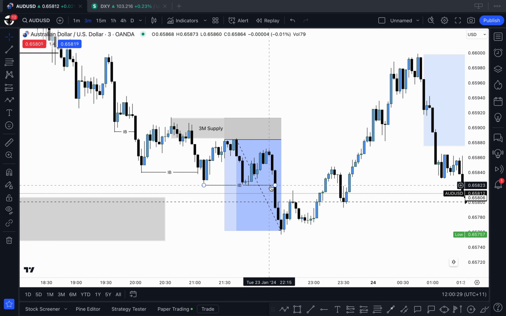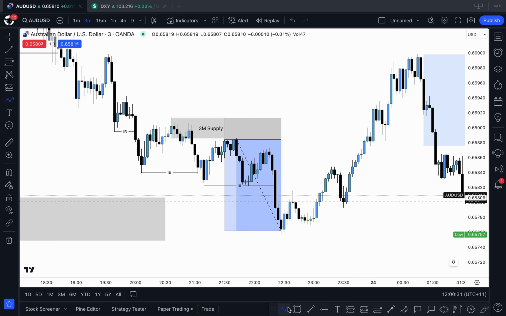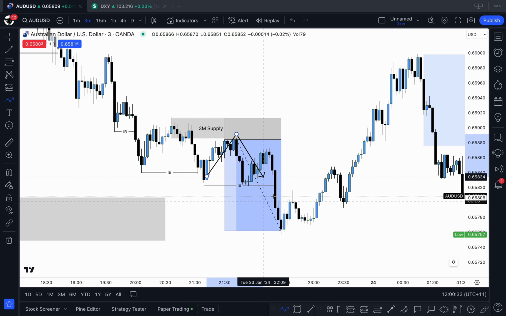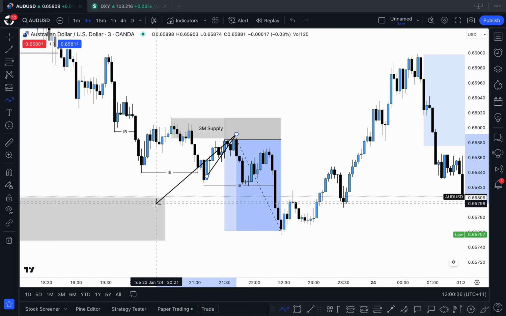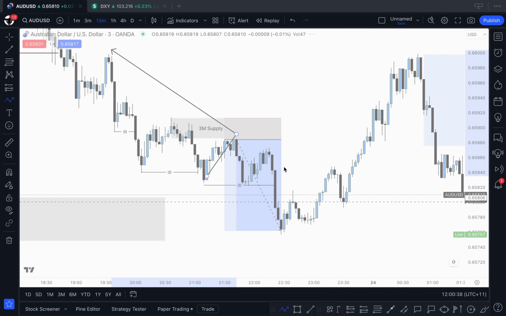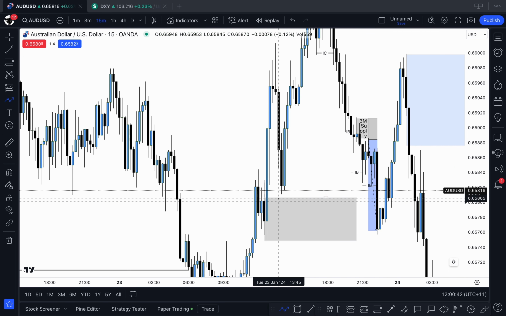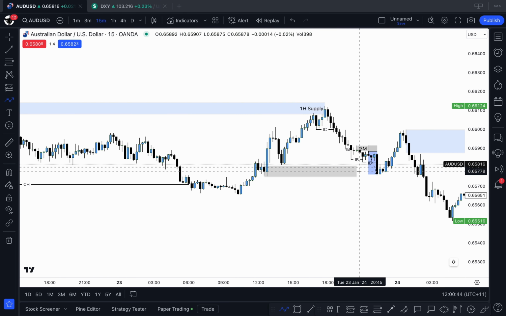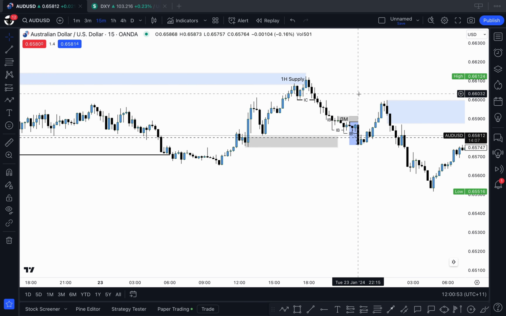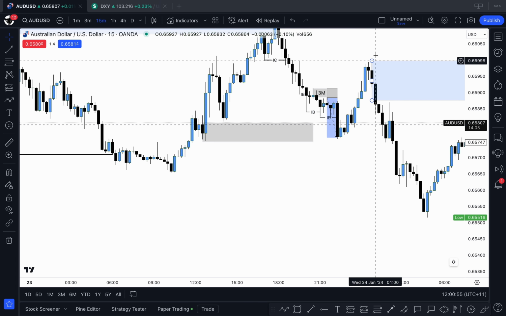Perfect. So price tapped in, continued down, and I took profits right at this demand zone here, created by this demand zone. So always keep a lookout for these demand zones, because you don't know which ones will be respected. It could be this one, could be this one. Just be ready to take profit, right? That's a good thing I did, because price just reversed.